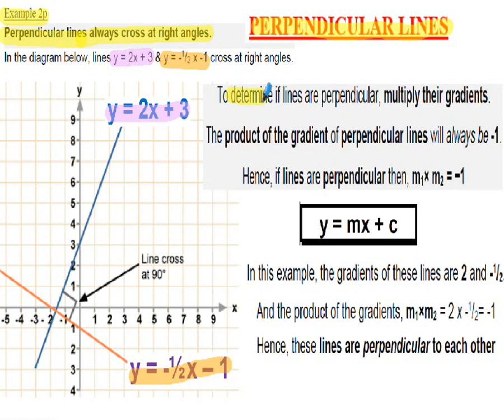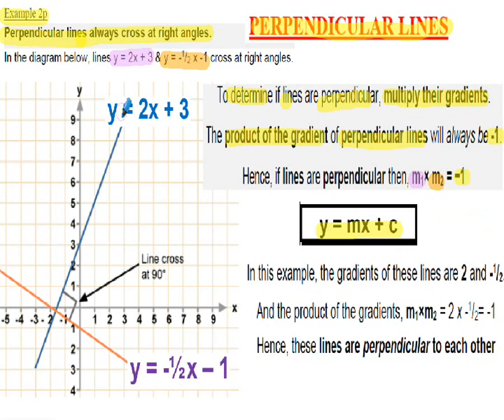So to determine if the lines are perpendicular to each other, we multiply their gradients together. If the product of the gradient of the lines is equal to negative 1, they're perpendicular to each other. In other words, the gradient of line 1, m1, multiplied by the gradient of line 2, m2, if that equals negative 1, the lines are perpendicular to each other. Notice again the lines have the form y equals mx plus c.